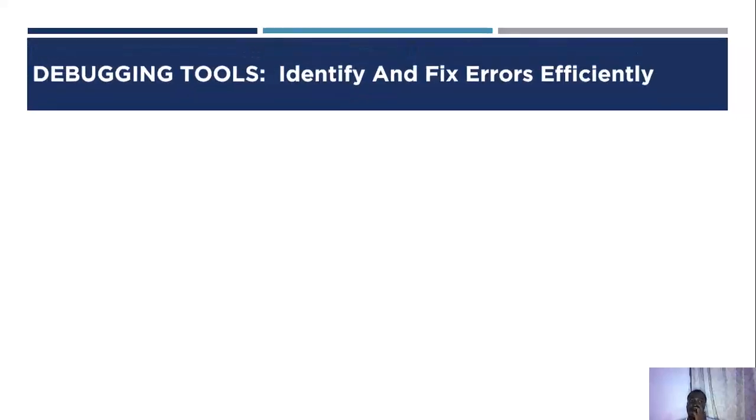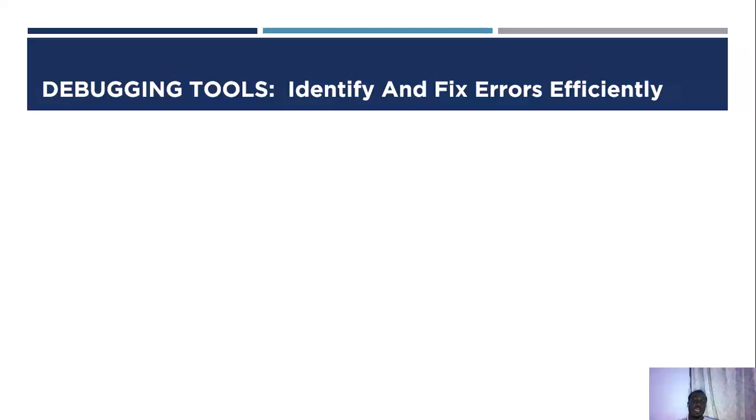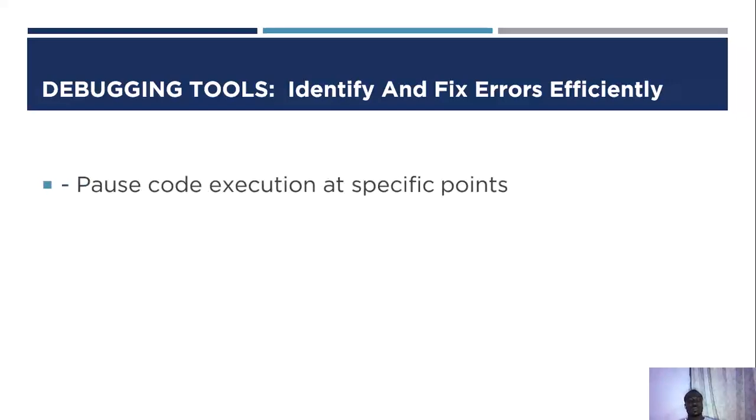Then we move on to debugging tools. The debugging tools identify and fix errors efficiently. Under the debugging tools, we have pause code execution at specific points. When you are coding and there is an error, the execution will pause where the error is. Then it will prompt you to fix it to make your code or your software more efficient.